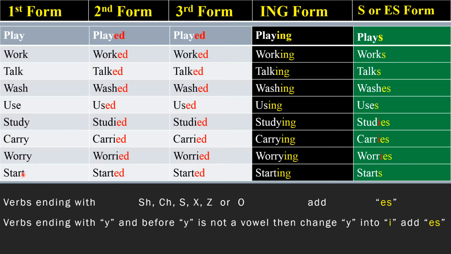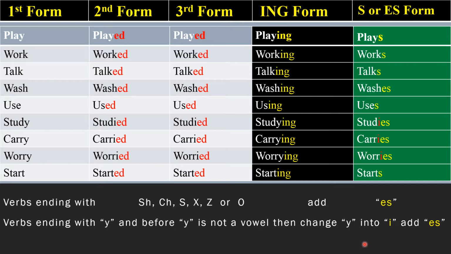Now you look at these three verbs. Before Y is D, before Y R, and then R. So these are not vowels, these are the consonants. So it means that before Y, if it is not a vowel, then Y changes into I, and then ES is added. It means one possibility is this way to add ES, that if the verbs are ending with these letters, then put ES to make its S form.